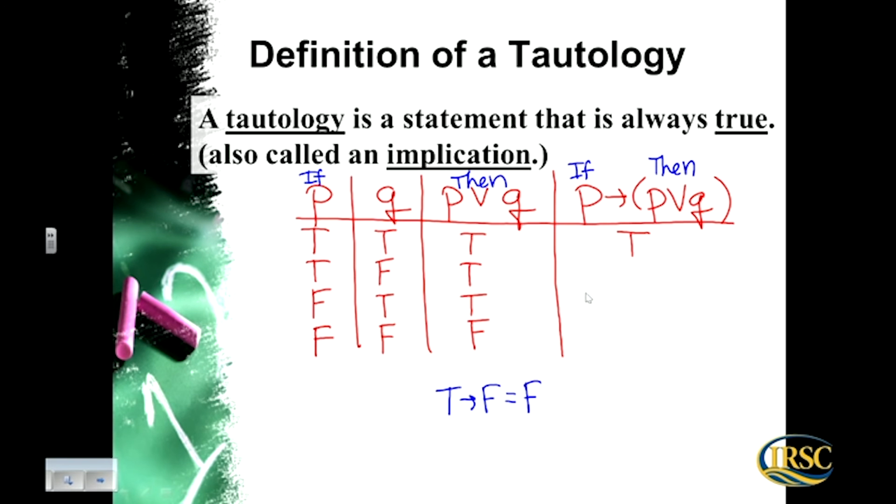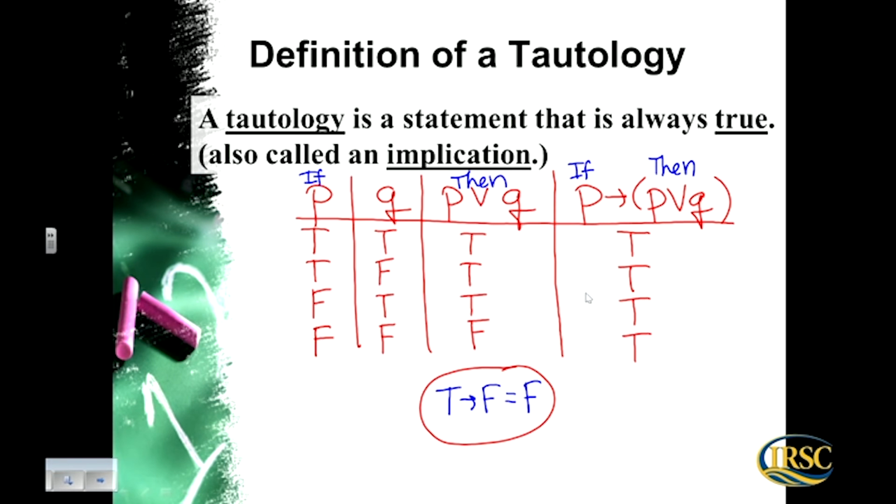Second row, if true, then true is true. If false, then true. Notice that we already broke the pattern here. Starting out if false already is not the same as the only time it's false. So if false, then true is true. And if false, then false is also true. So if it starts out with an if false, I already know it's true because it is not this statement right here.